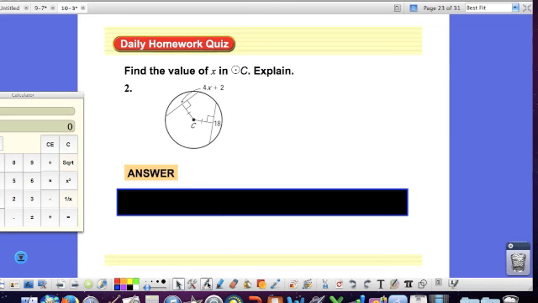For problem number 2, find the value of x. So this length is 4x plus 2. This length is 18. These chords are equidistant from C, so they're equal. I subtract 2 from both sides. I get 4x is equal to 16. So x is equal to 4.